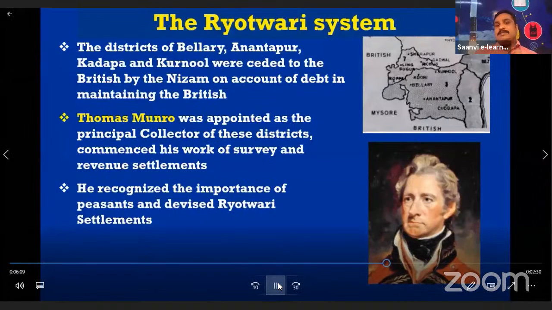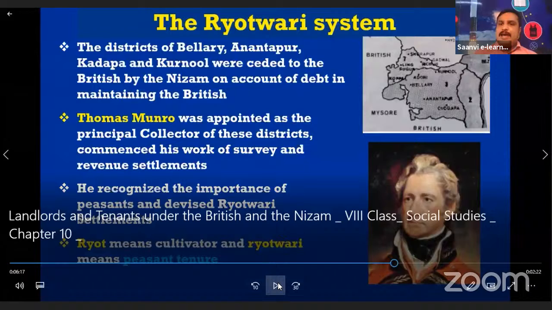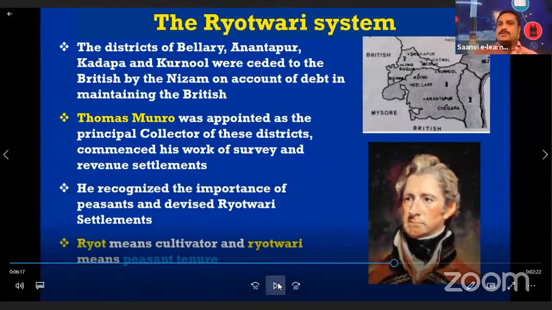The introduction of Ryotwari system is nothing but, under the zamindari system, that system we have already discussed, zamindars were not ready to concentrate on land or the improvement of land or anything. Their aim was to collect maximum revenue from the peasants or poor farmers. Under those circumstances, peasants got a lot of trouble and problems. Even the company understood that problem and they implemented this Ryotwari system. So here Ryotwari, what is the meaning? Ryot means cultivator or farmer. Ryotwari means peasant tenure, or farmers' role; we can say that the farmer is the ultimate authority.